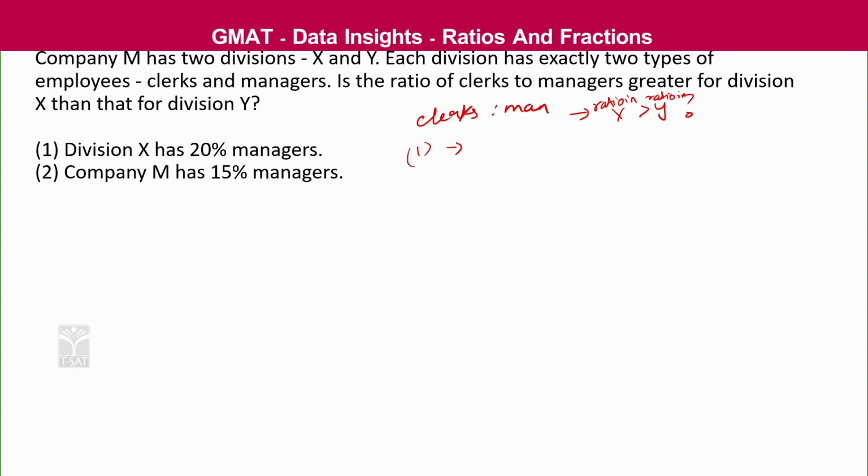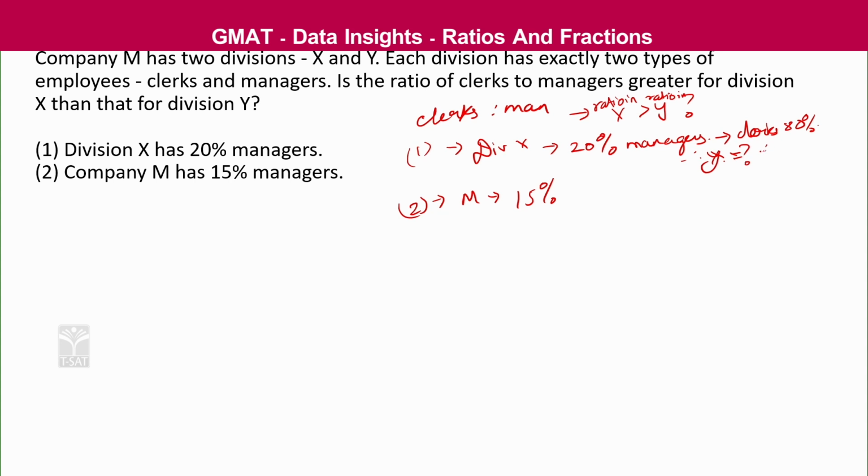So, the first statement says that division X has 20% managers, and statement 2 is telling us that company M has 15% managers. Okay. From statement 1 you do not know anything about the situation. You can say that the clerks will be 80% in division X, but you do not know anything about division Y. What is the situation in division Y? So, therefore, this information is not sufficient to answer the question.